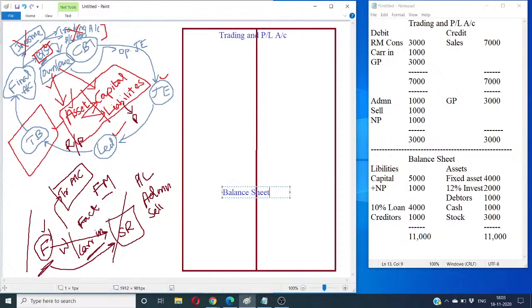Trading and P&L, those things are accounts, but the balance sheet is not an account. It's a summary. Is it okay? Balance sheet is not an account. Clear? Trading and P&L account.